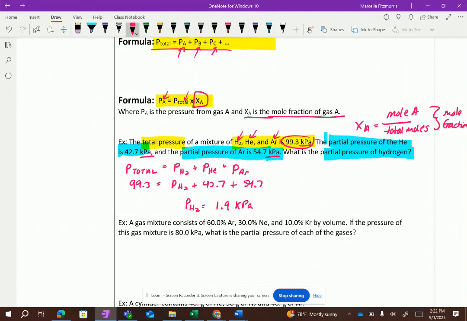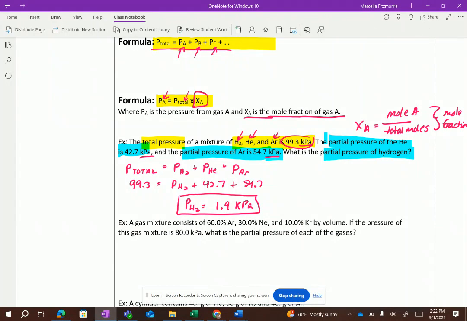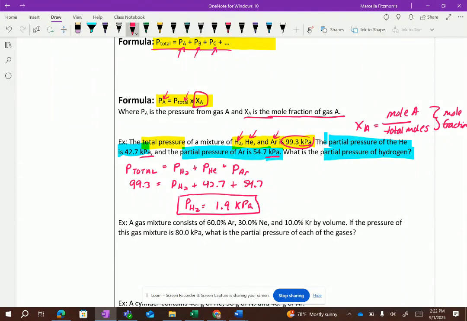Okay. All right, let's move on. All right, this next one. Gas mixture is 60% argon, 30% neon, 10% krypton. If the pressure of the mixture is this, what's the partial pressure of each gas? Well, that's pretty easy because they told me what percentage each one was. So argon, of that 80 kilopascal that everybody is, it is 60% of it. So I'm going to multiply by that 60%, and I'm going to find out that it is 48 kilopascal.